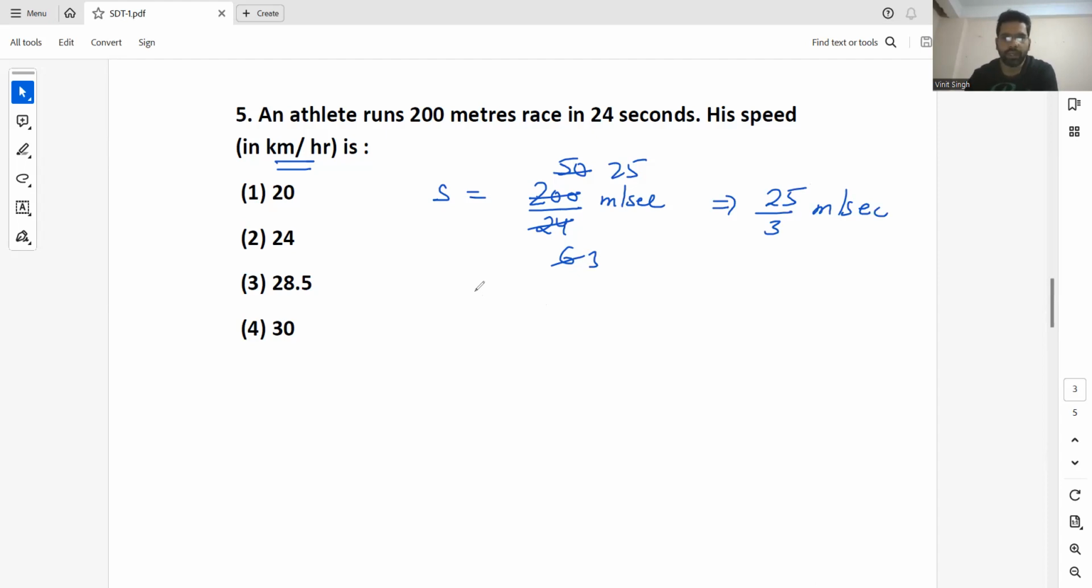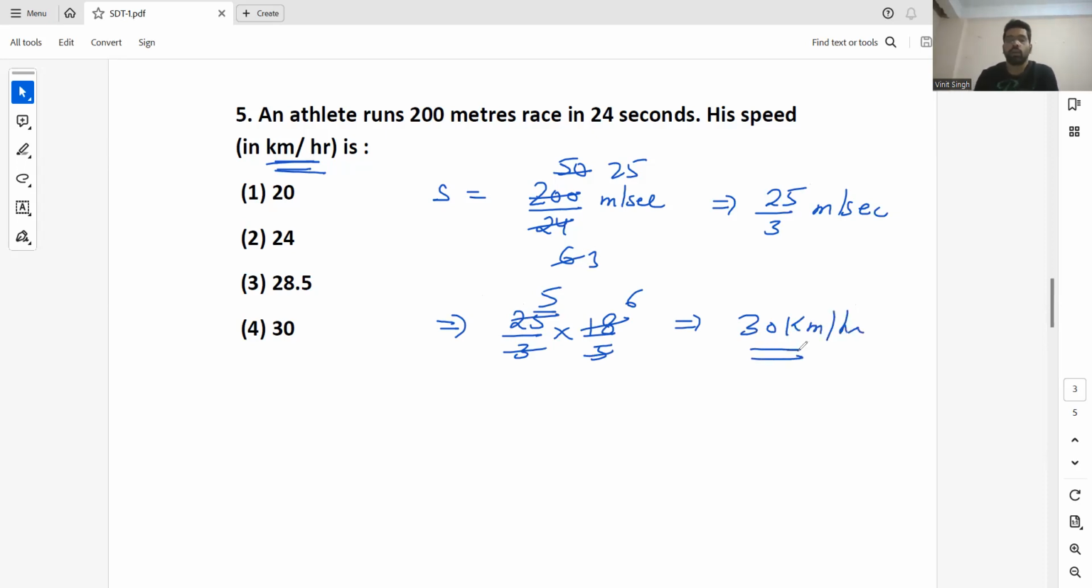Now we have to find the speed in kilometer per hour. So we will multiply by how much? 18 by 5. Here is 6. Here is 5. So it will be 30 kilometer per hour. Getting my point? Now, when you convert meter per second into kilometer per hour, you will multiply by 18 upon 5. When you convert kilometer per hour into meter per second, you will multiply by 5 by 18. Now, next question. Question number 6.